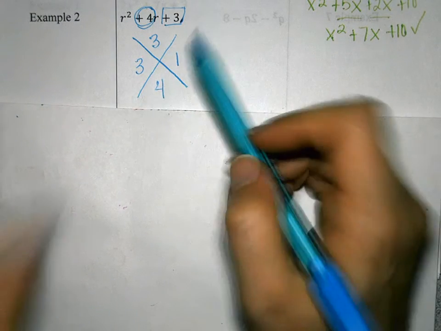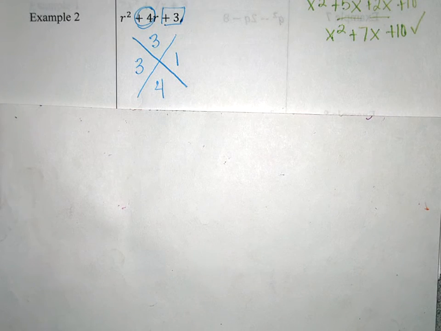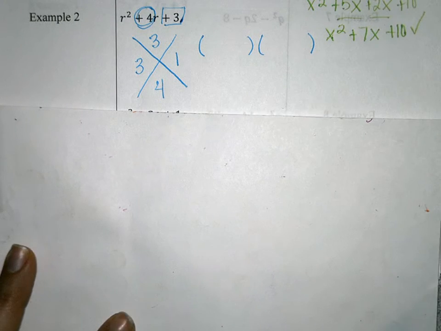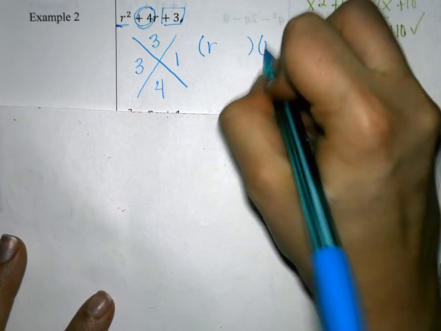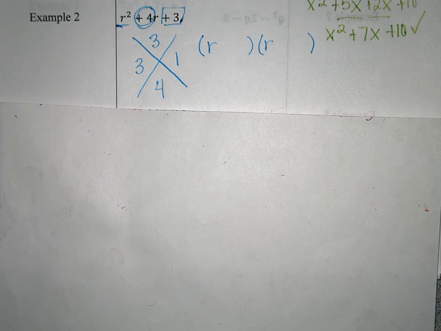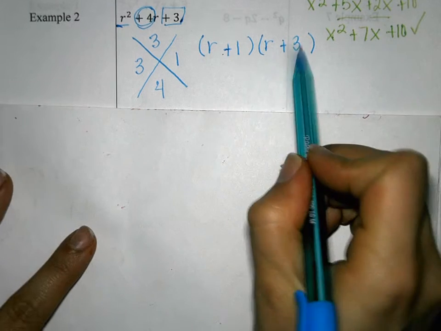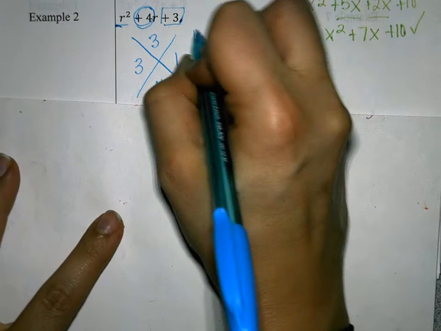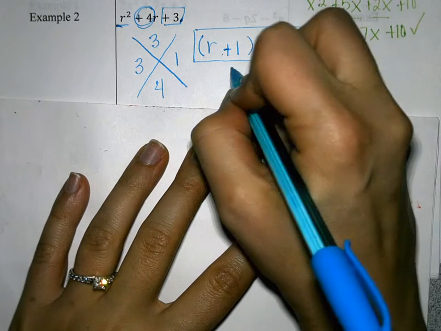But let's do a quick test. 3 times 1 gives me 3, and 3 plus 1 gives me 4. So it looks like we got the right numbers. So let's set up our binomials. My variable this time is r, so I'm going to put r at the front of each one. And then the order does not matter if I put plus 1 or plus 3 first. So it doesn't matter which order you put the two binomials in, they're all going to multiply out to the same. And that's your answer. Let's do a check.